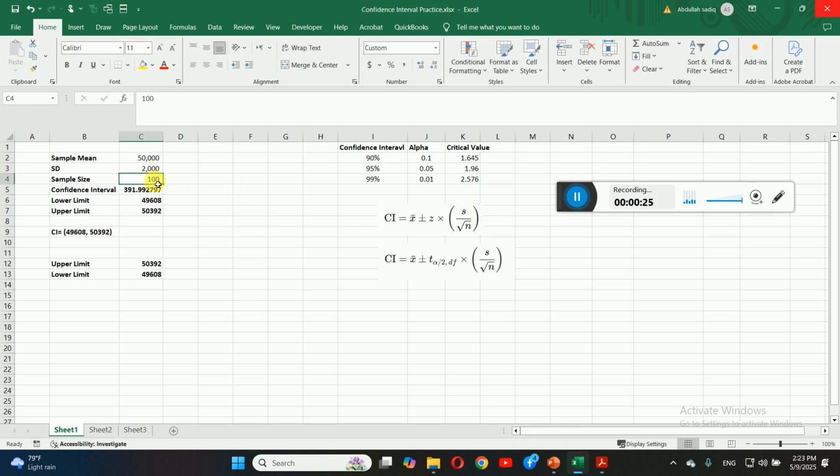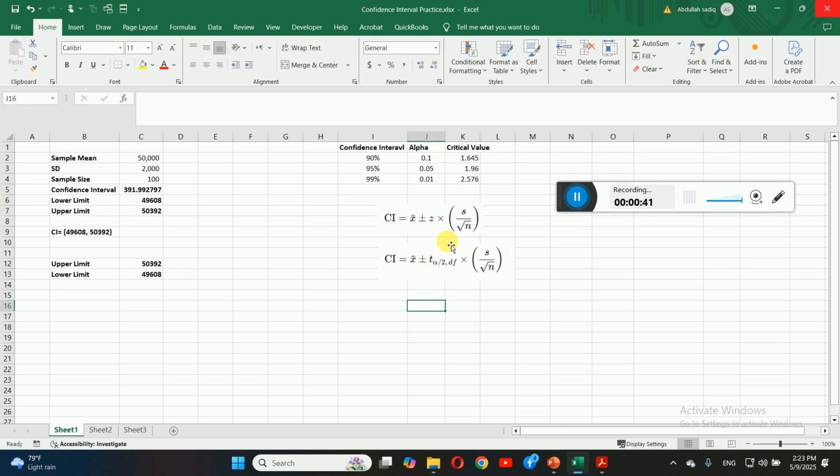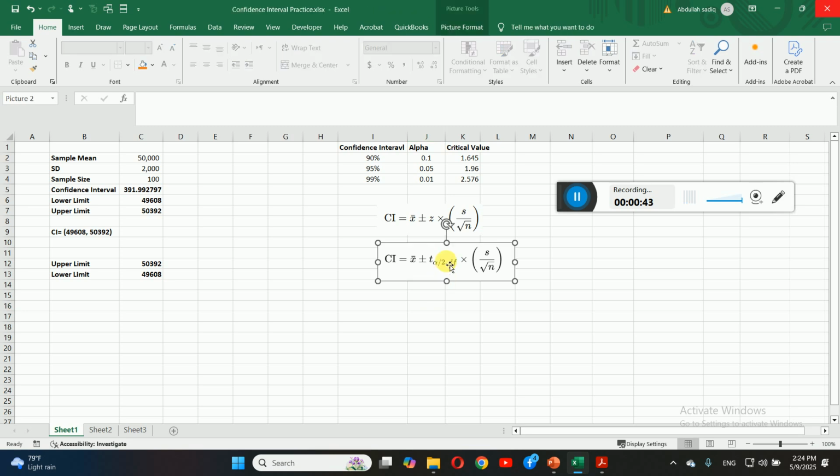Because this function is based on z-score, where the standard deviation must be given and the sample is larger. But if you have a situation where the standard deviation is not known and you need to compute it from the sample data, and also the sample size is less than 30, then you should use this function, which is based on t-statistic, dear students. The difference between these two functions is that here we have the z critical value and here we have the t critical value. Z is based on data where the standard deviation is given, and if the standard deviation is not given, then you should use the t statistic.